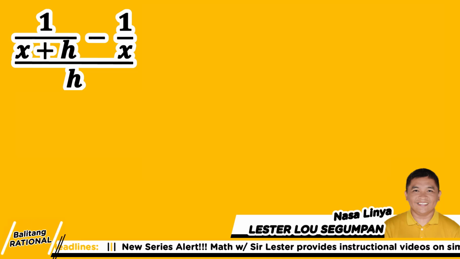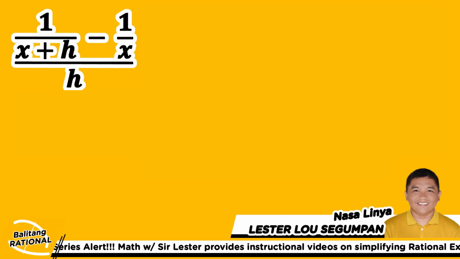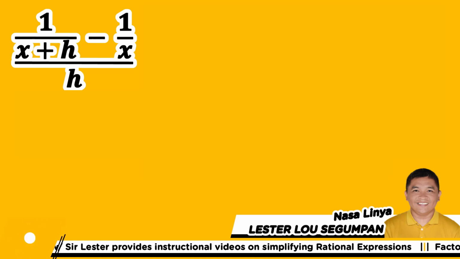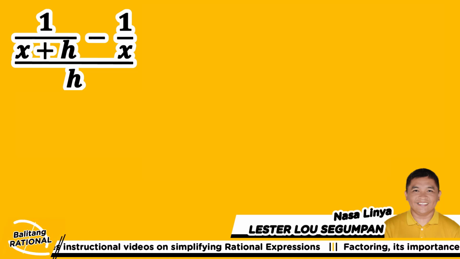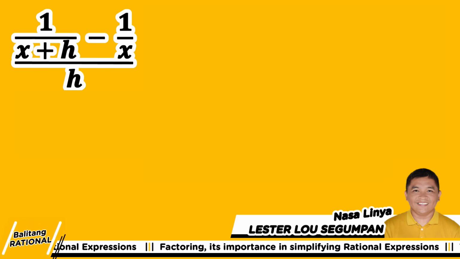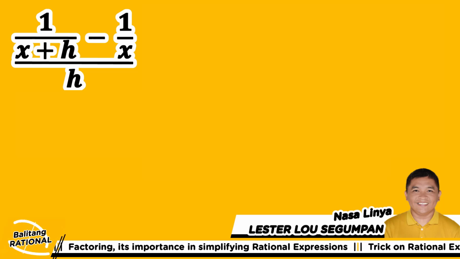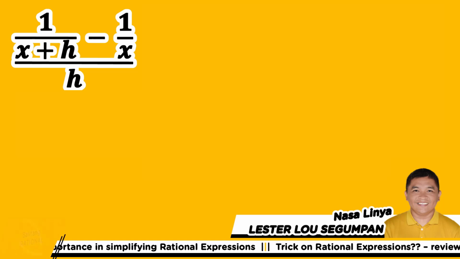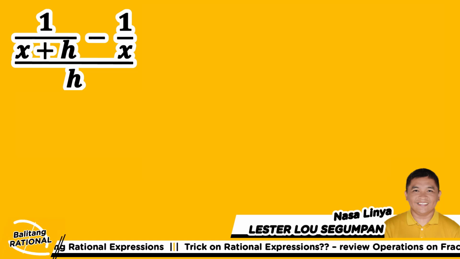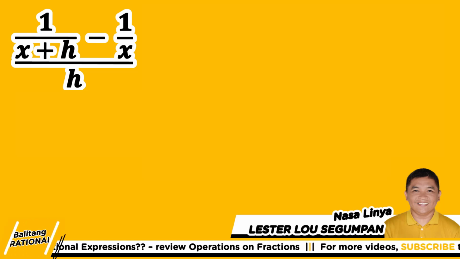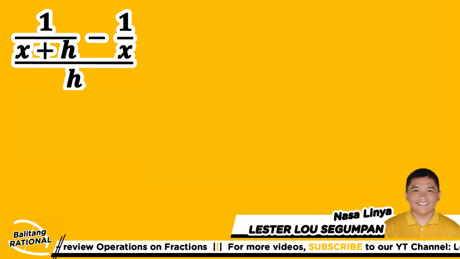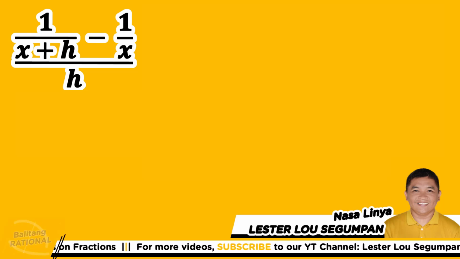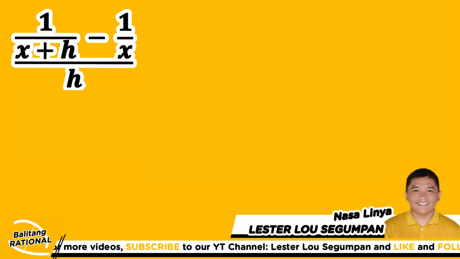Ito na ang pinakahihintay natin na pag-simplify ng rational expression na ito. Meron po tayong 1 over x plus h minus 1 over x, all over h. We have here a rational expression inside a rational expression. Yung nasa labas po, yung all over h, yun yung nasa labas na rational expression. At yung numerator niya ay isa ring set of rational expressions that is under subtraction. Yung gagawin po natin dito is we are going to simplify first the numerator before applying the division into h. So let us now proceed.